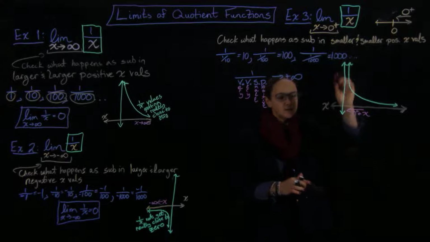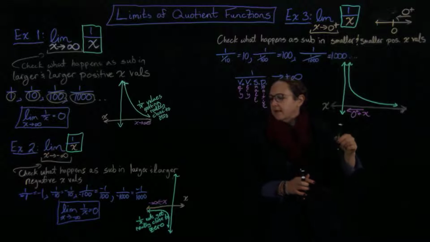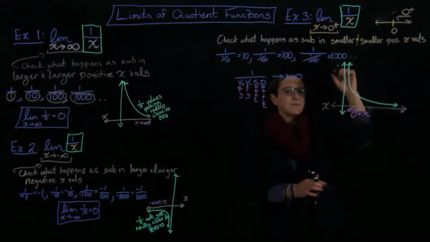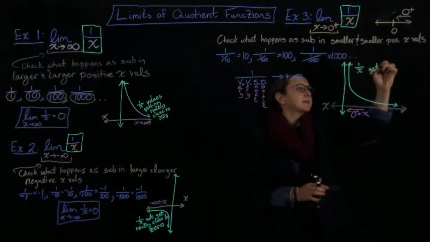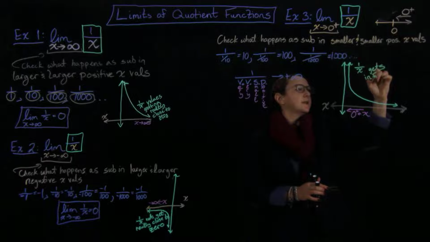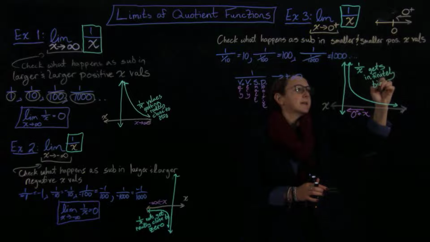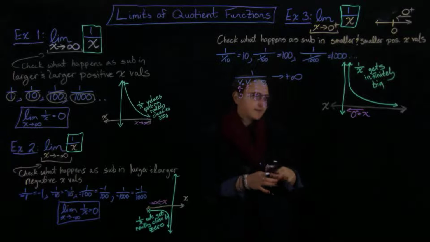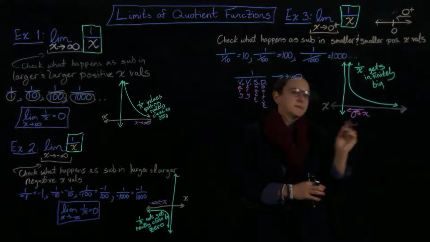Then you can see what's going on here is that 1 over x gets infinitely big. Our output here is getting infinitely big as our x is closing in on 0 from the right-hand side.